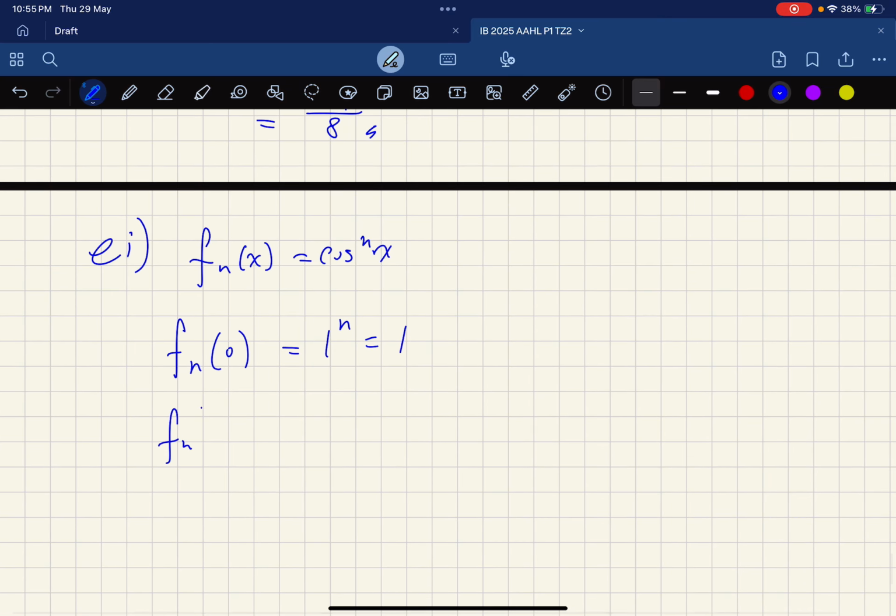And then differentiate this once. It will be n cosine^(n-1) x, and then chain rule inside, negative sine x. Put 0, I think it's 0.